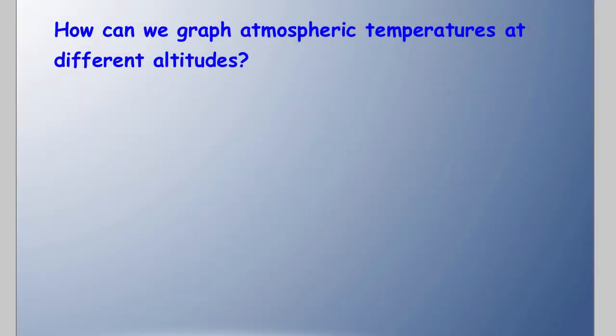So this video clip deals with graphing atmospheric temperatures at different altitudes. Specifically, what are the temperatures at the pauses between the layers, and what's happening with temperatures as you go up through the layers of the atmosphere. So let's take a look at how we would do this.